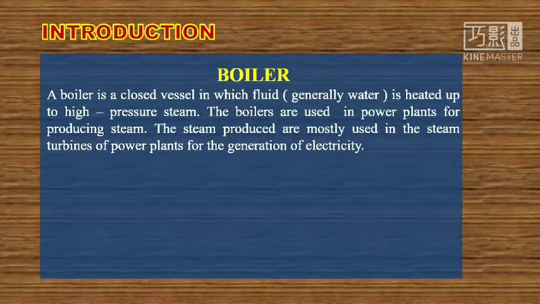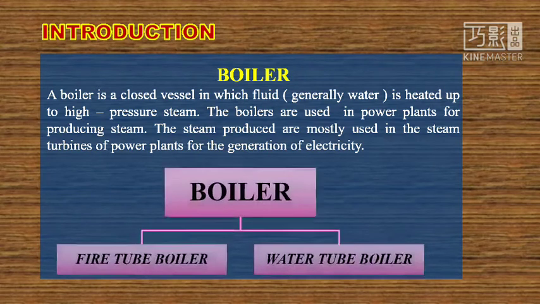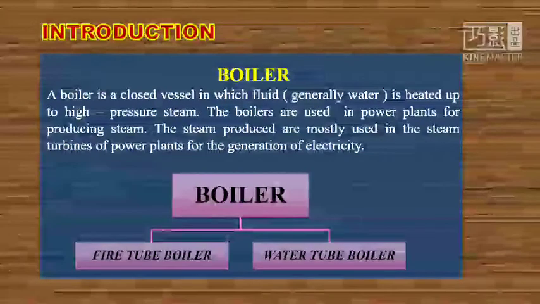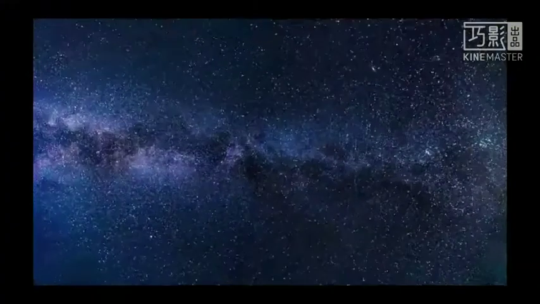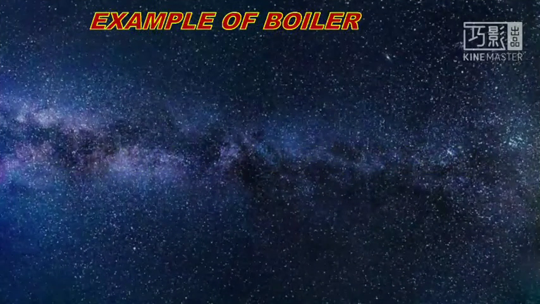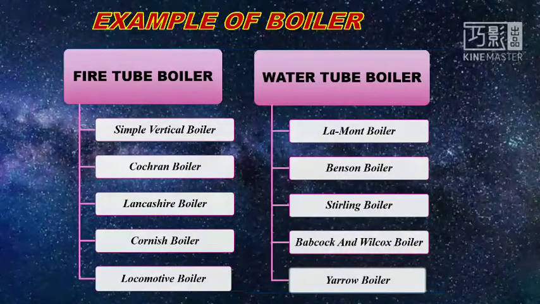Boiler. A boiler is a closed vessel in which fuel is heated up to produce high pressure steam. The boilers are used in power plants for producing steam. The steam produced is mostly used in steam turbines or power plants for the generation of electricity. Boilers can be divided into two types: fire tube boiler and water tube boiler. Examples of boilers: it lists out examples of fire tube boiler and examples of water tube boiler.